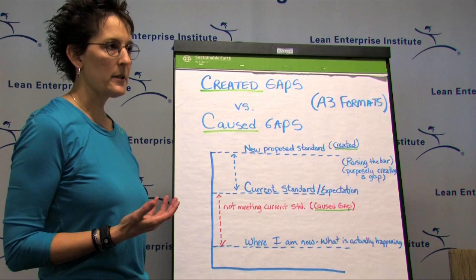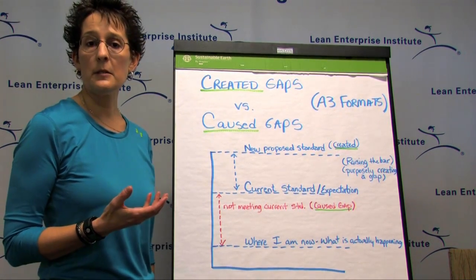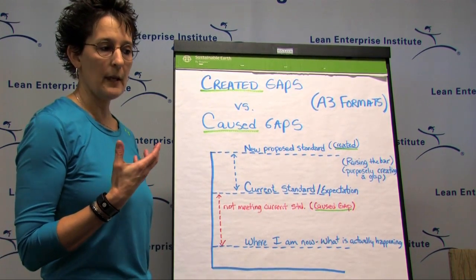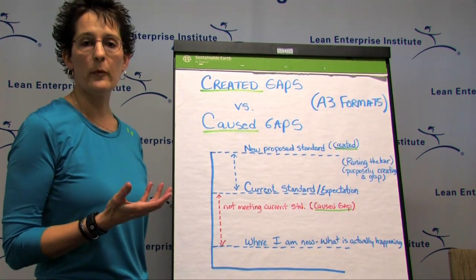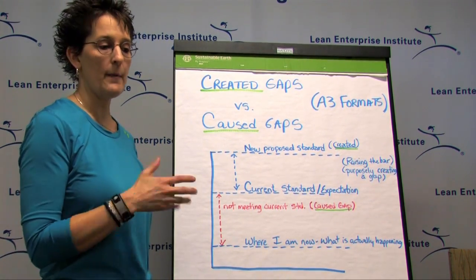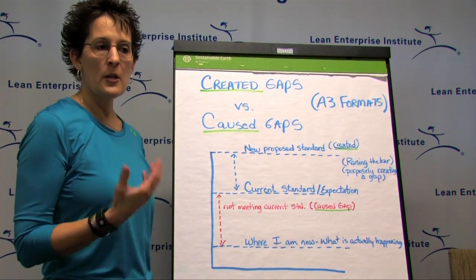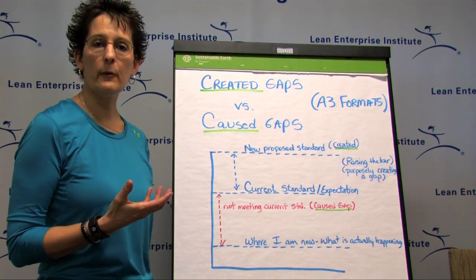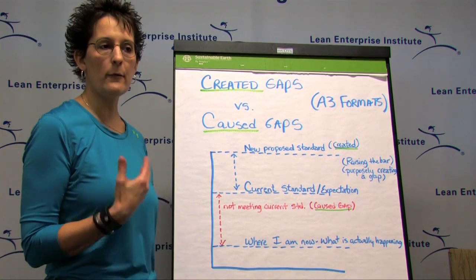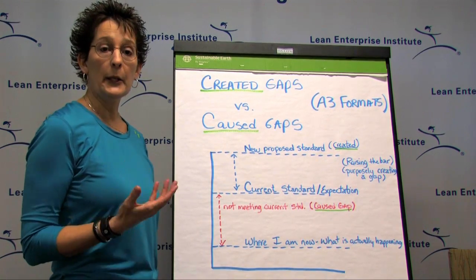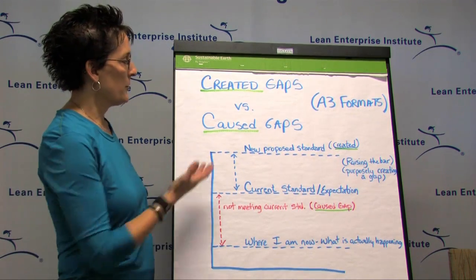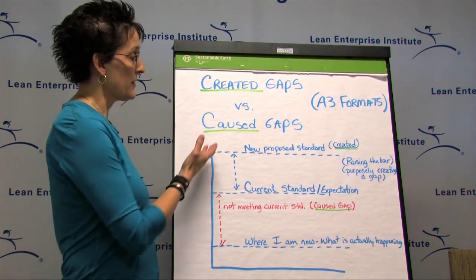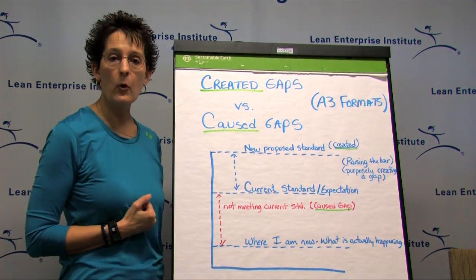And I know a lot of folks that come to the public sessions have different organizations they may work for, and they may have a different scope of work. They may be an executive, they may be a floor supervisor. So we have different types of A3s that are brought to the class, and I would just like to go over a little bit about those different formats. And so we tend to call those a created gap versus a caused gap A3 format.